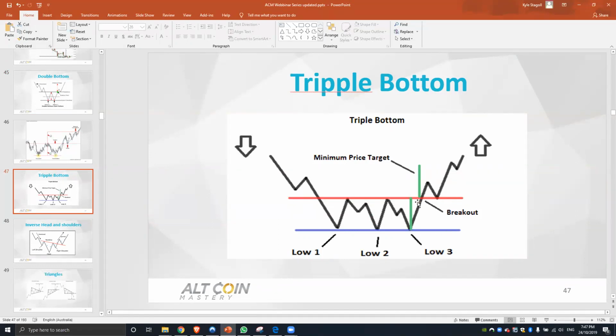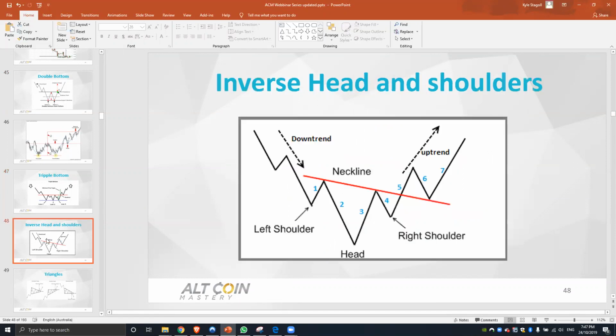Right, and then if we do want to be buying up at this level, at the resistance level, what we want to do is wait for the breakout, and wait for it to come back for the bullish retest before it takes off in the uptrend. All right, so let's take a look at inverse head and shoulders, because I think this is a really important pattern.